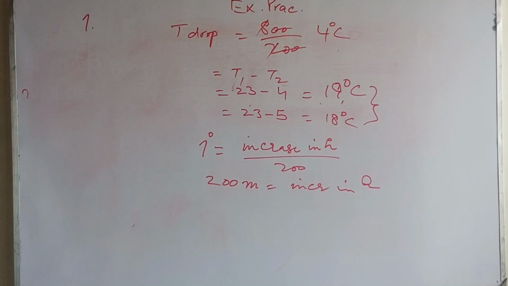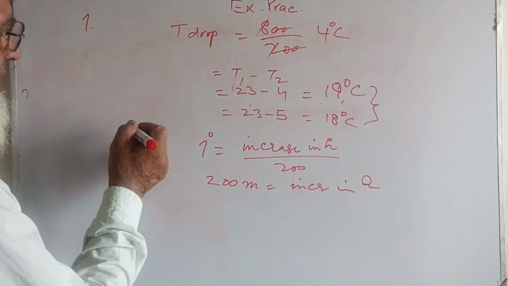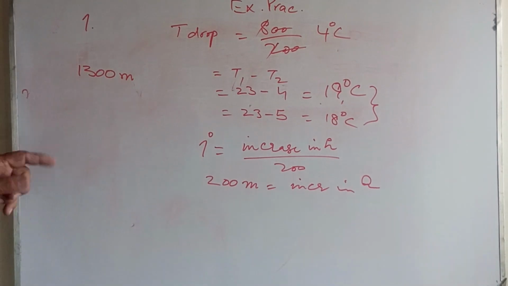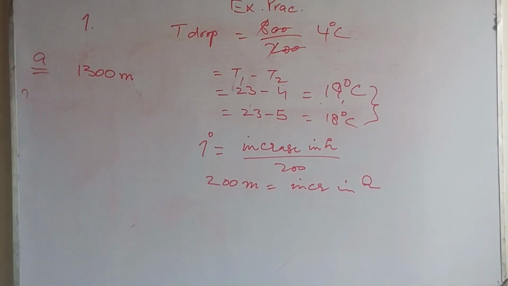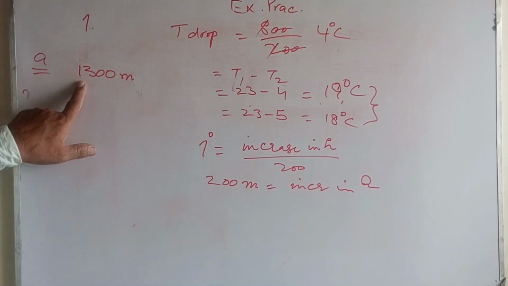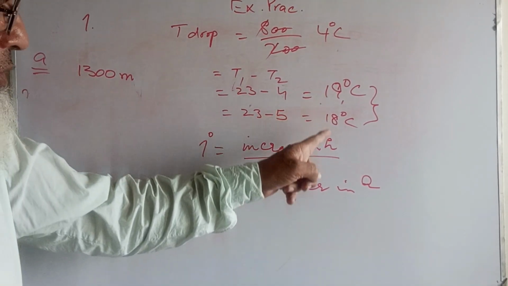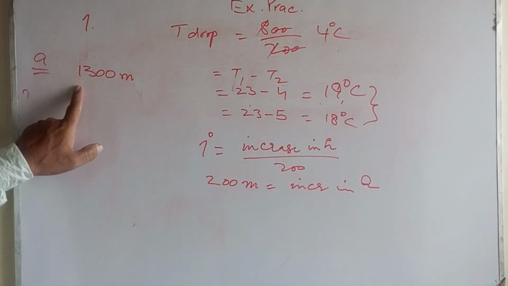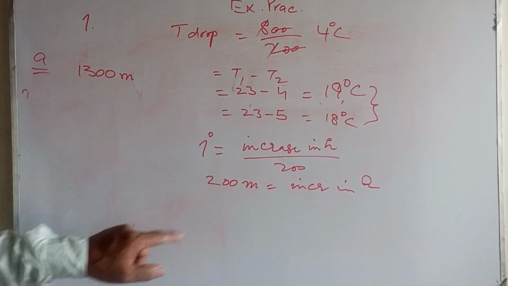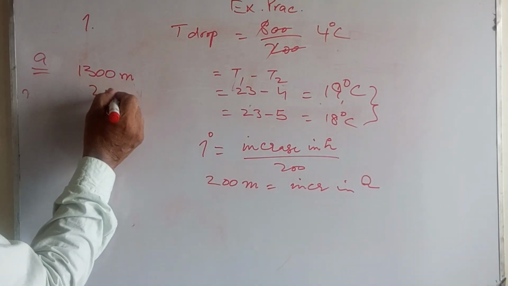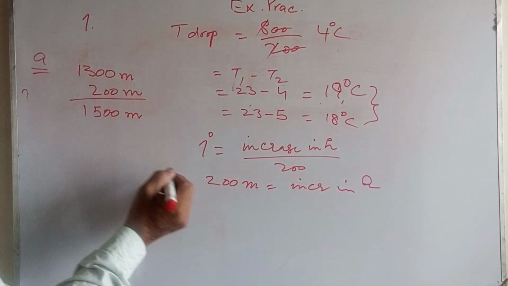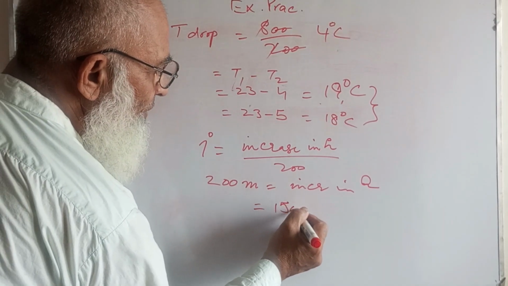Now, what was our initial height? It was 1300. You remember? In part A, it is given 1300 meters. From 1300 meters, we have increased 200 more meters. So it will become 1500 meters.